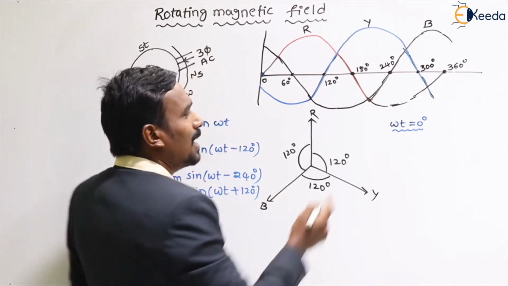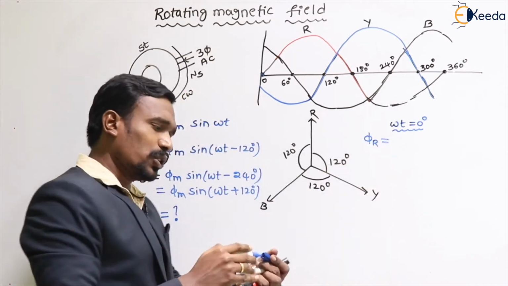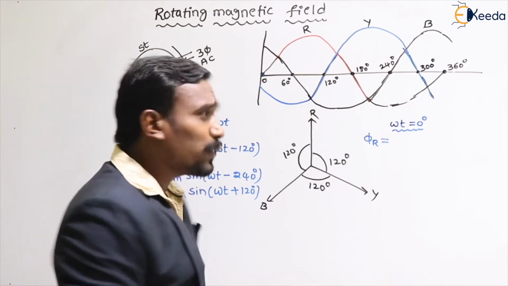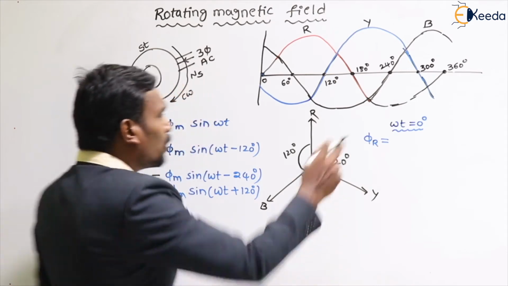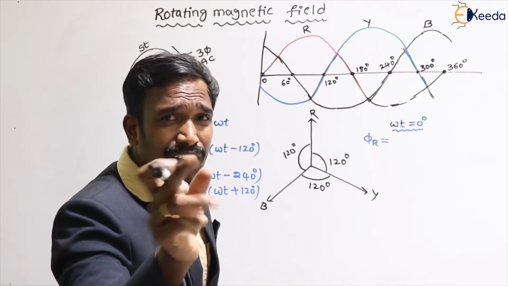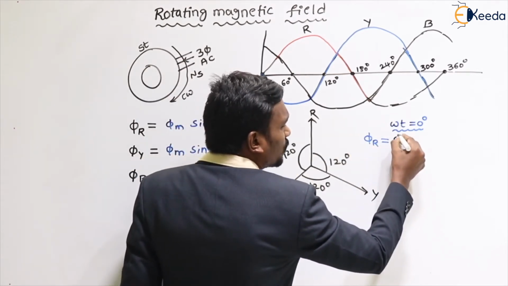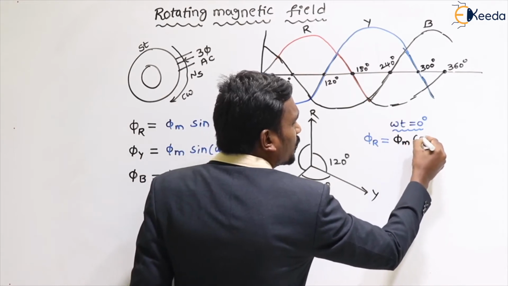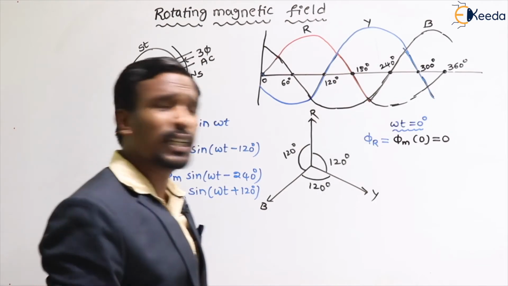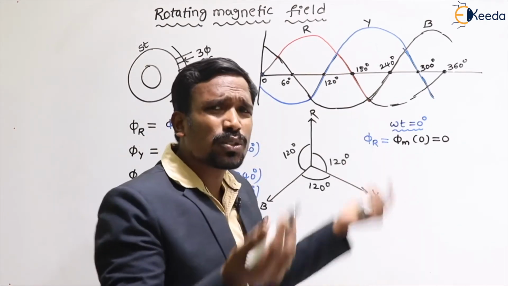See here. At omega t equals 0, phi r is equal to, I think you are very good at mathematics. Of course, this is simple mathematics. At omega t equals 0, sine 0. What is sine 0? Sine 0 is 0, right? So phi r is equal to phi m into 0. That's simply 0. So phi r is equal to 0.